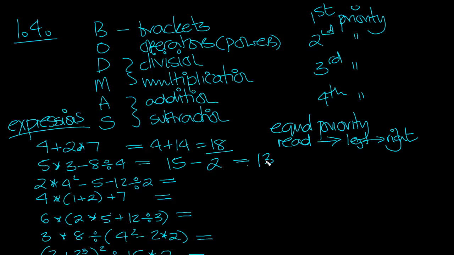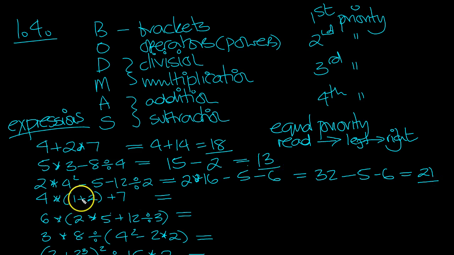Now we've got powers next, haven't we? 4 squared is 16, so it's 2 times 16 minus 5 minus 12 divided by 2. So the divide comes before this. So that minus can be left there, and now just do 12 divided by 2 is 6, and leave the minus at the front of it. Okay, do the times next. 32 minus 5 minus 6. So it's 32, 27, 21.